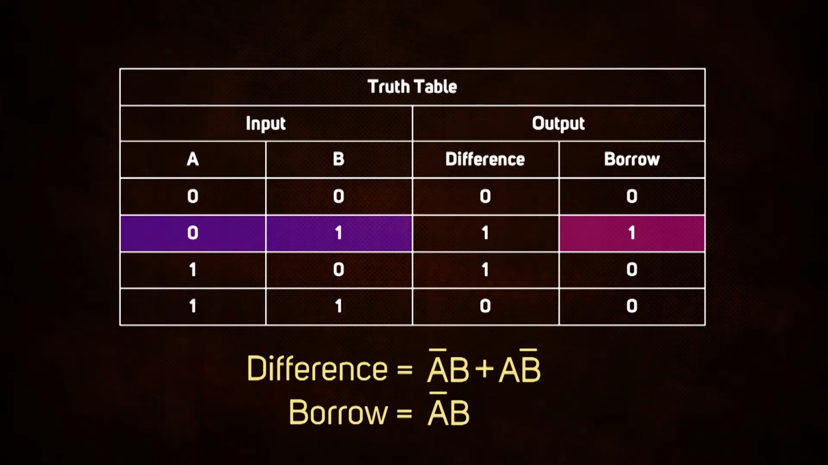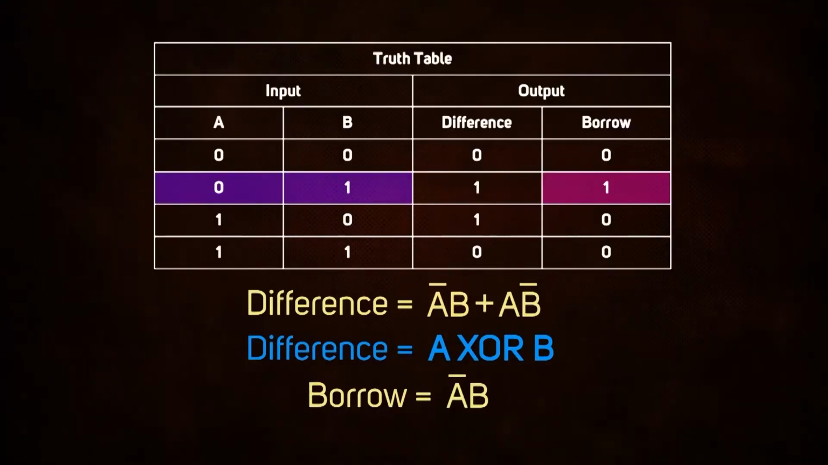Notice the expression for difference once again. Difference equal to A complement B plus A B complement. Can you recall this expression? This is the logical function of the XOR gate. So, the difference output of a half subtractor can also be expressed as the exclusive OR of the input variables. Therefore, we write difference equal to A XOR B. The borrow output is the same, A complement B.